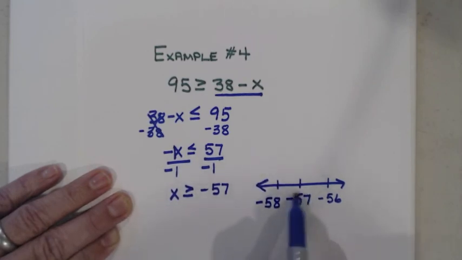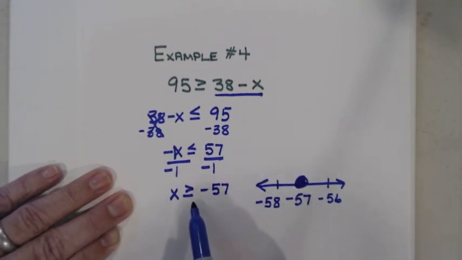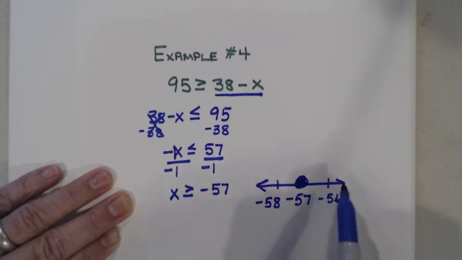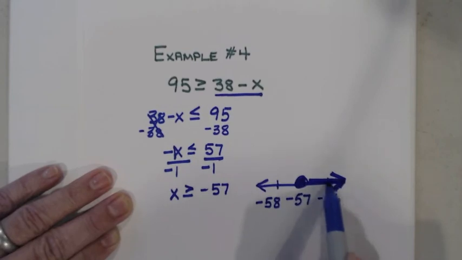Now I need to see if I need to put an open or closed circle on this one. Negative 57 is an answer. I put a closed circle. And all my answers are greater than negative 57 as well. That means I need to shade all the numbers going in this direction right here.